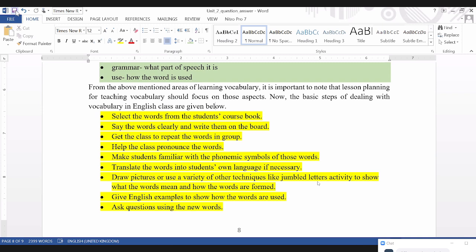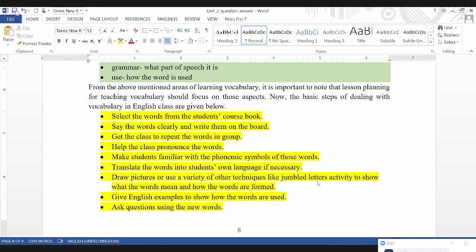Draw pictures or use a variety of techniques like jumbled letters. Words are split into different pieces of letters, and students read the letters and combine them in proper order and make words. So this is the word formation part. This is the morphology part, how words are formed. And to show the meaning also, we can use pictures: picture, word, and meaning. This kind of connection we show, and then students get the concept about the word and meaning.